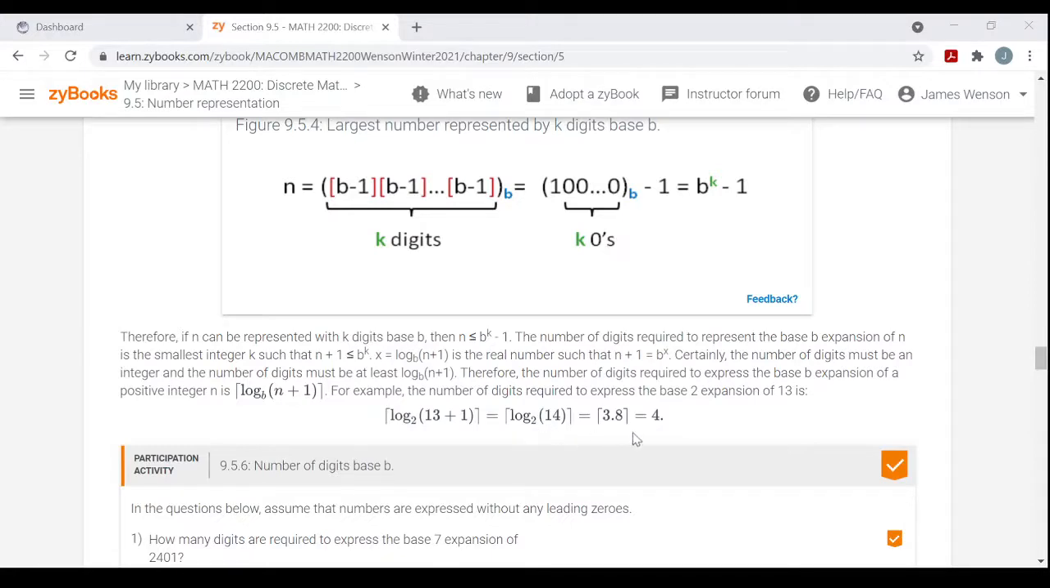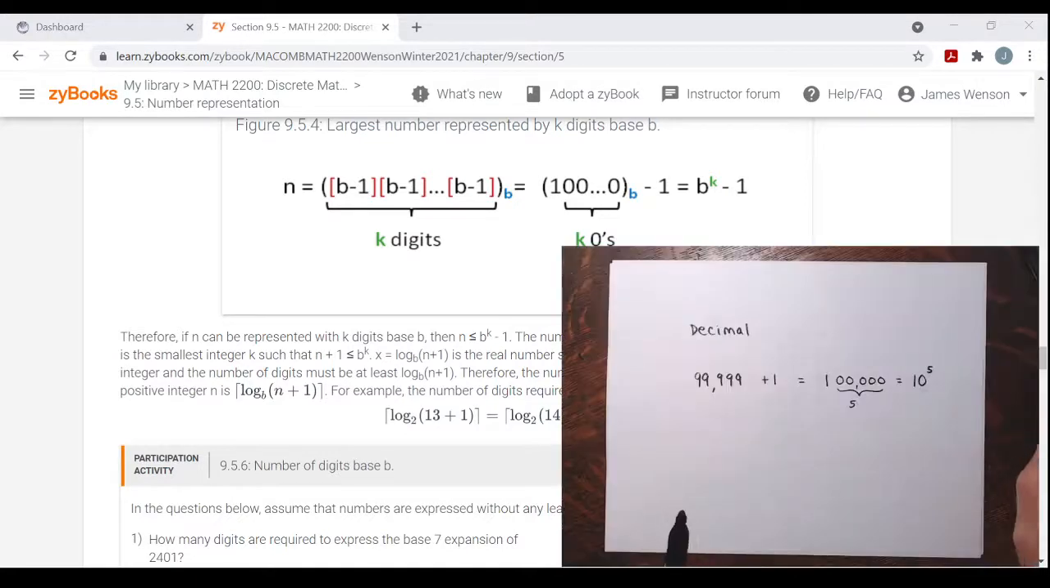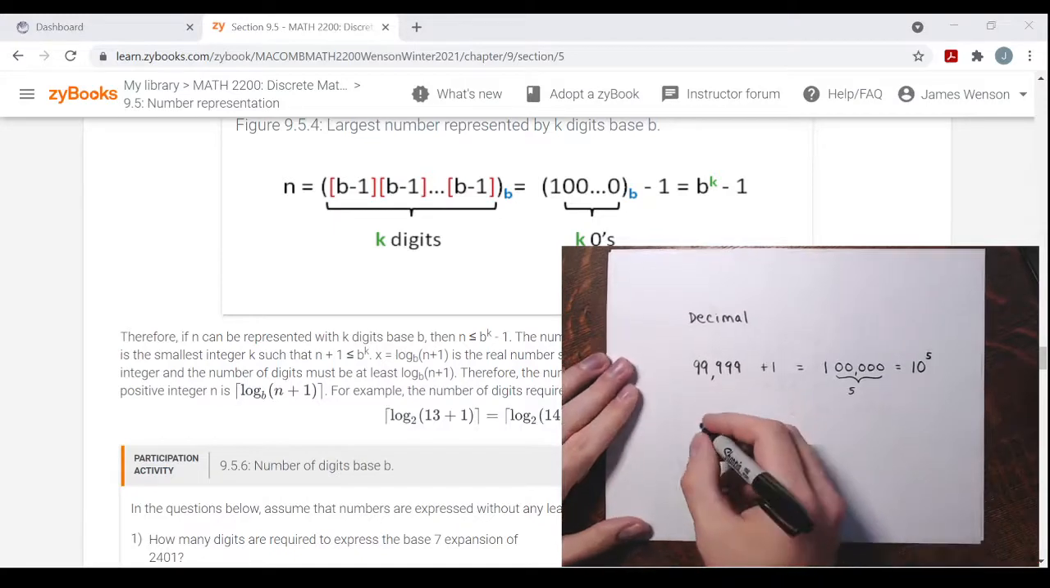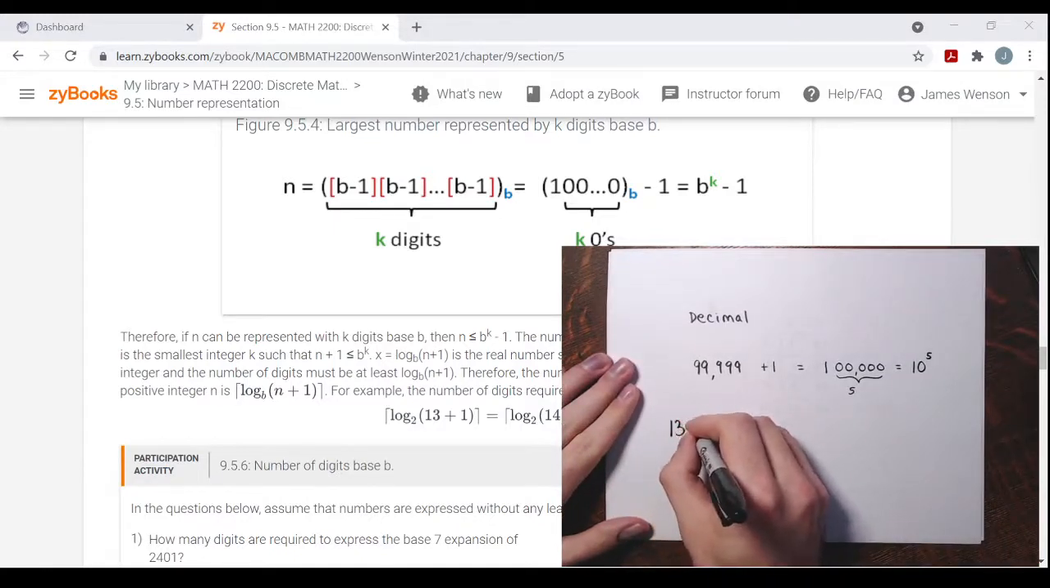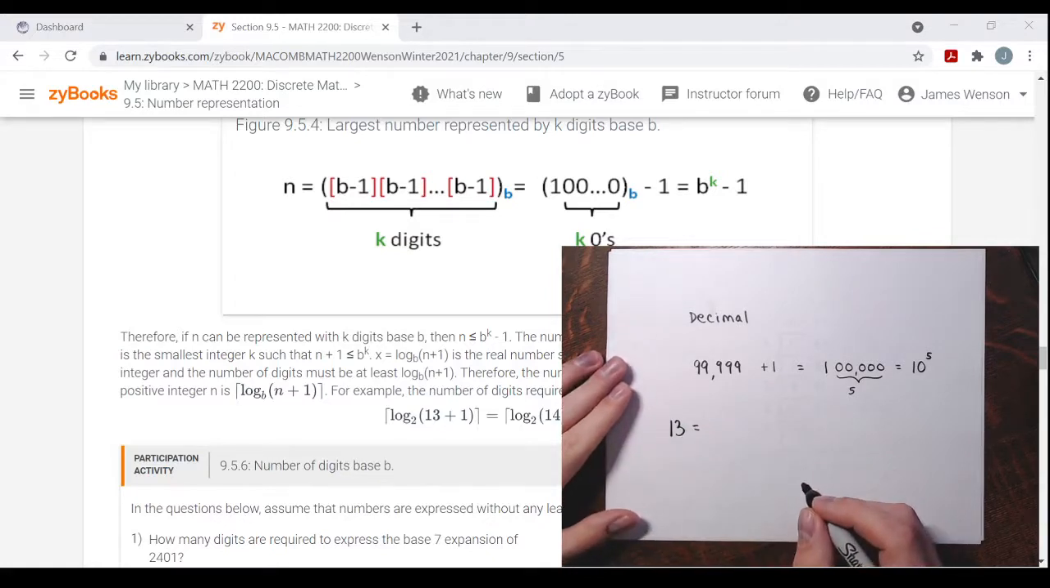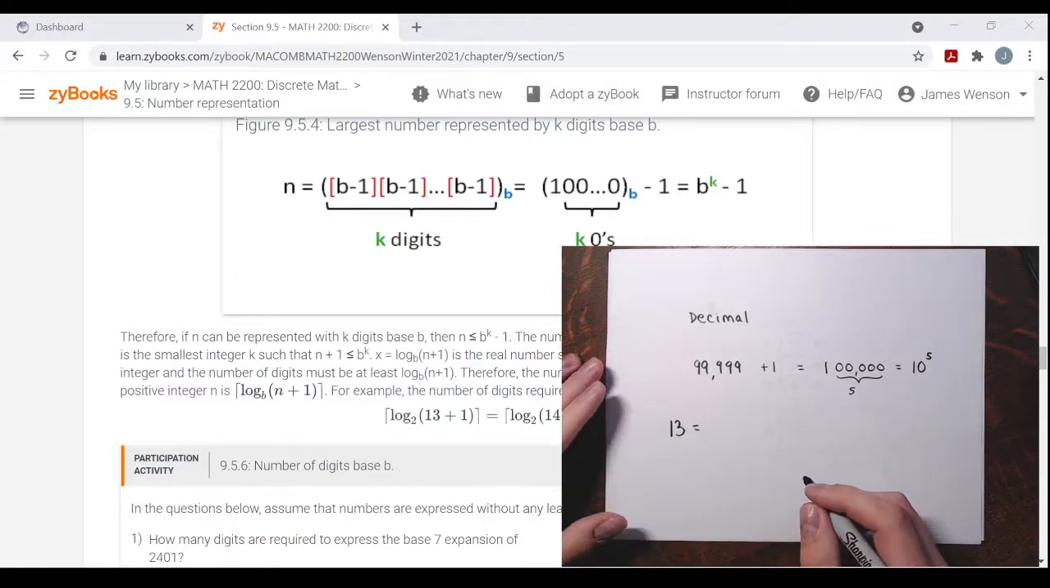So that ceiling would be 4. And let's see if that's true. Does it take 4 digits base 2 to express the number 13? Again, I'll just do it on the paper on the screen here. Now 13, you could do the division by 2 thing that I did earlier, but I'm going to write out the powers.